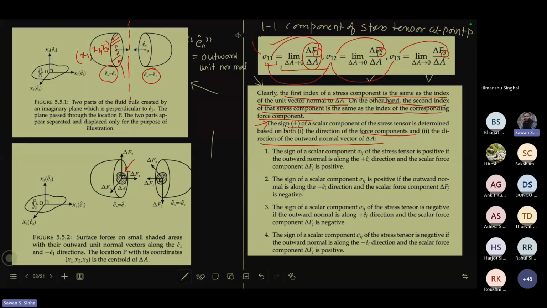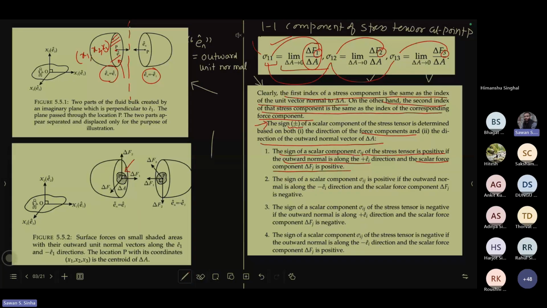So only the direction of the force component decides the sign. But in the stress tensor, the scalar component gets its sign not based on one thing, but two things. Those two things I am explaining here. The sign of a scalar component of, say, sigma ij, where i and j can be anything between 1 and 3. The sign of the scalar component of sigma ij of the stress tensor is positive if the outward normal is along plus ei direction, and the scalar force component delta fj is also positive.